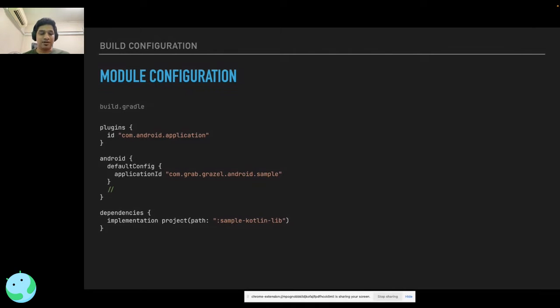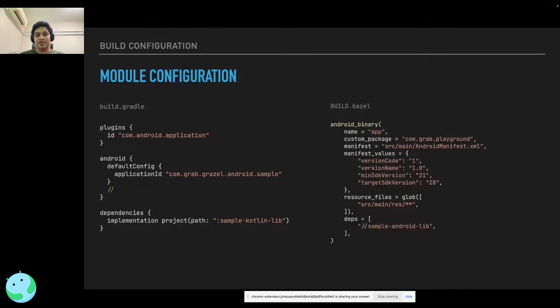So this is quite easy to understand. We have the Android application plugin, a couple of configurations, and then we have the dependencies declared based on the project function. The similar thing in Bazel is a rule call. So we are actually invoking the Android binary. One thing that I want to stress here is that it looks very similar to a function call because it is actually a function call, and this creates something called a rule.